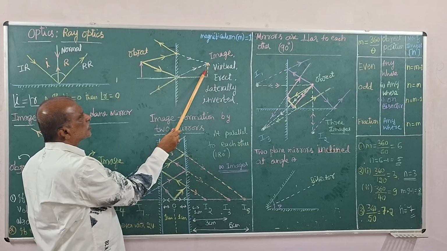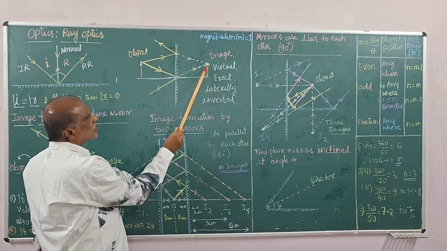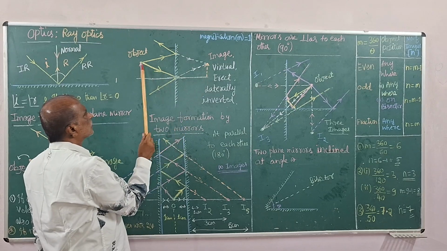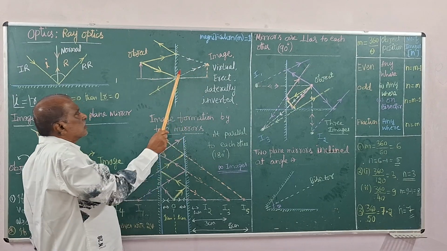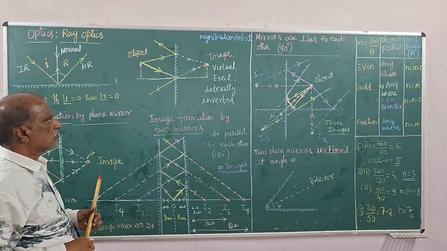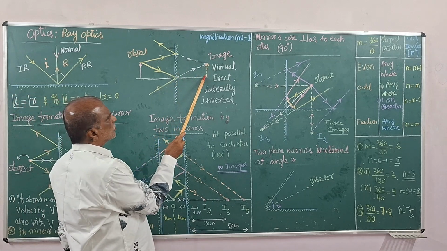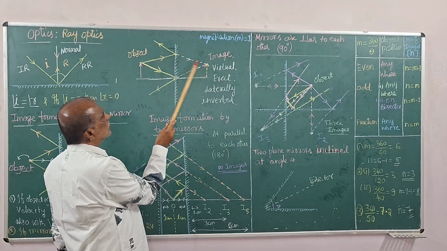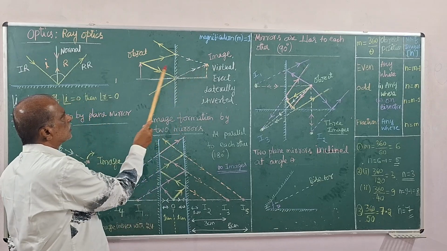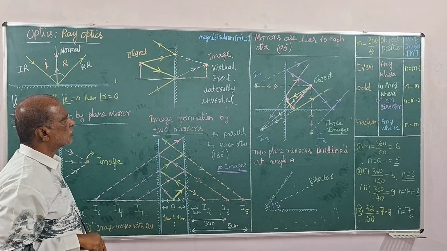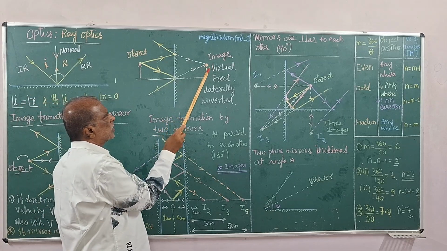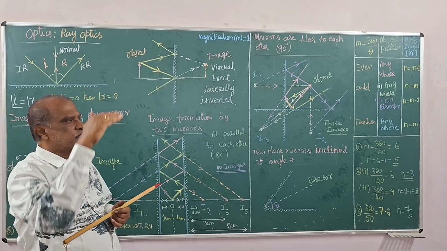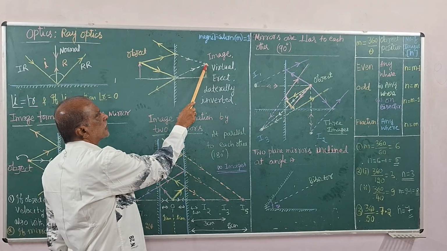So this is the image formation: same size, same shape, at the same distance, behind the mirror. It is a virtual image, because every point looks like the light was diverging from the source, like this. It is a virtual image, and the image is erect. What is the meaning of erect? Upright. It is not upside down. It is upright.